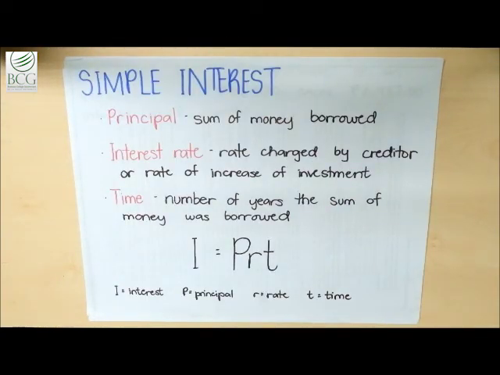So the simple interest is composed of three elements. The principal, which is the amount borrowed, the interest rate, which is the rate charged by the creditor, and the time, which is the number of years the amount was borrowed. To get the simple interest, you simply multiply these three elements. Hence, the formula is I equals PRT.